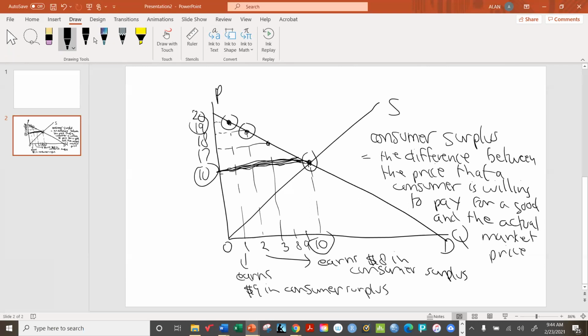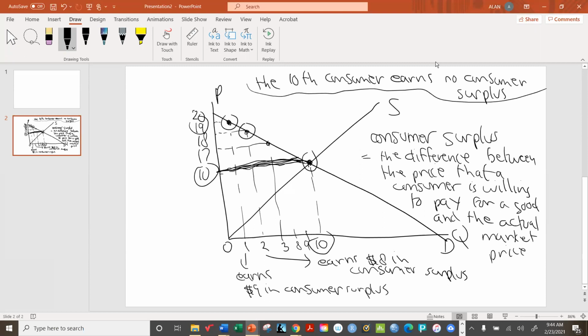And so on. We can continue going all the way down until we get to this point, $10, where this 10th consumer earns no consumer surplus because this person was only willing to pay $10 anyway. So I think you'll agree that this is actually a positive thing for the consumers. They have the opportunity to buy a product for less than they value it at.